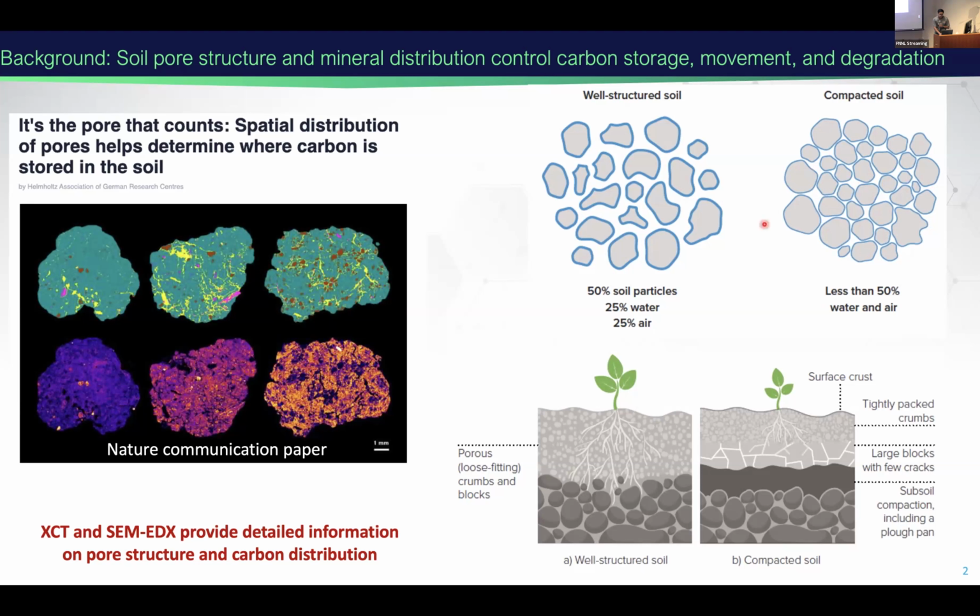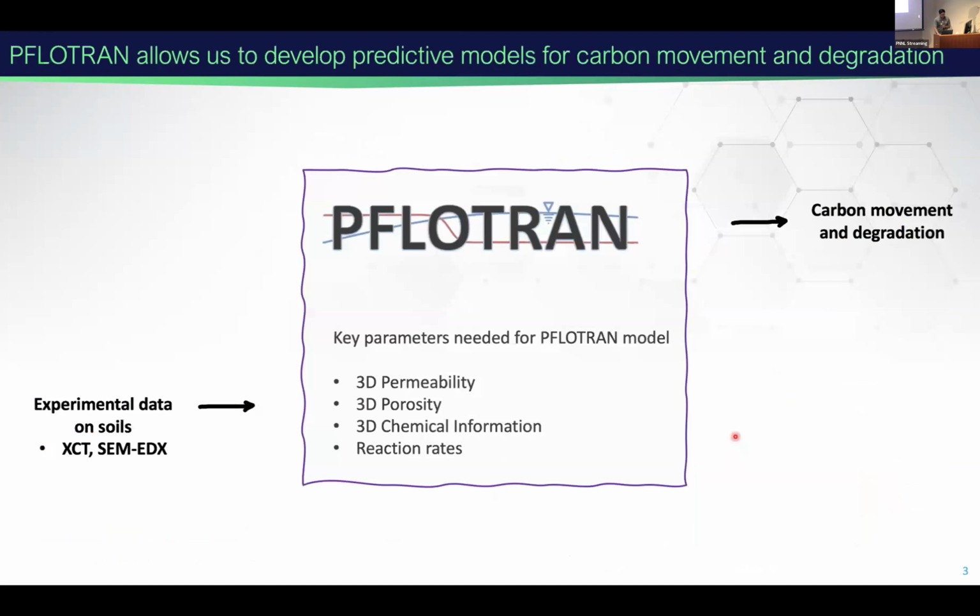Mostly it is about how the carbon is stored within these pores, and how this carbon is accessible for crop growth. For example, in a highly porous or well-structured soil, the plant growth is very good compared to a compacted soil, in which the root doesn't have access to the pores and doesn't have access to the nutrients and the carbon for it to degrade or grow. So that's a major challenge. Understanding the pore structure and how the carbon is distributed in the pore structure is very important.